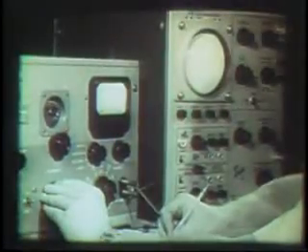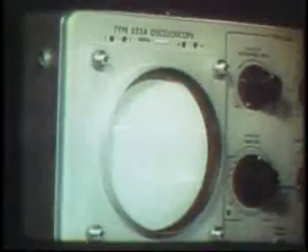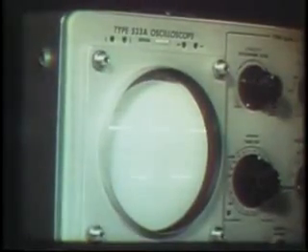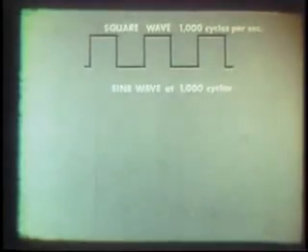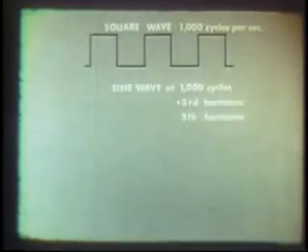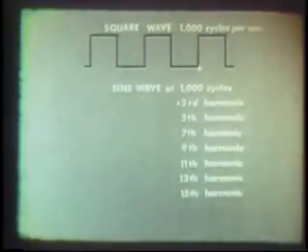Now, let's analyze a square wave. This square wave is occurring at the rate of 1,000 cycles per second. When it is broken down into its individual components, we find it consists of the following: a sine wave at the fundamental frequency of 1,000 cycles per second, a third harmonic at 3,000 cycles, a fifth harmonic at 5,000 cycles, a seventh harmonic, a ninth, an 11th, a 13th, a 15th, and so on. Notice that it consists of all odd harmonics.